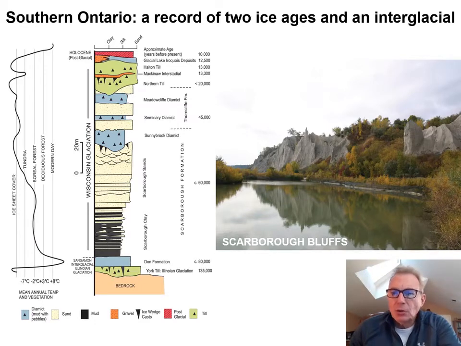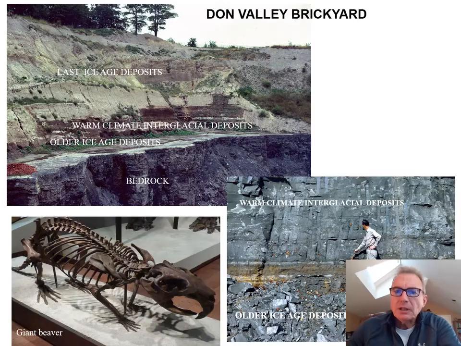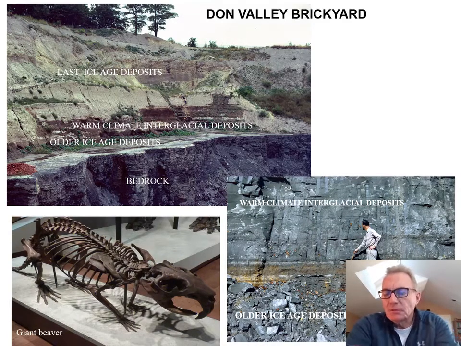And the jewel in the crown is the Don Valley Brickyard. It's now called Evergreen Brickyard, and there is a geological display in the buildings there, and it's famous in North America because it has the York till, the older ice age deposits, the warm climate interglacial deposits of the Don, and then the last ice age deposits on top. And this is really unusual because if you think about what an ice sheet does, it scours away all pre-existing sediment. So it's very unusual to have these older sediments preserved.